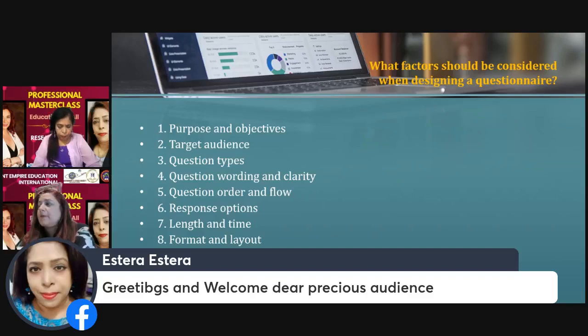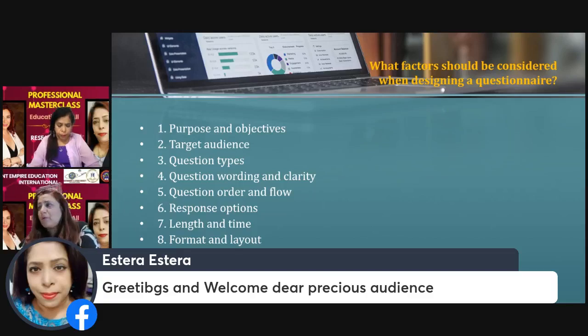The question types. Choose between open-ended, qualitative, and close-ended, quantitative questions, depending on the data you want. Here we need to use clear and concise wording and avoid leading, loaded, or double-barreled questions. Then, about question wording clarity, you need to use simple and unambiguous language, always simple language in questionnaires. Avoid jargon, technical terms, or complex words, and try to keep questions neutral to avoid biasing responses.